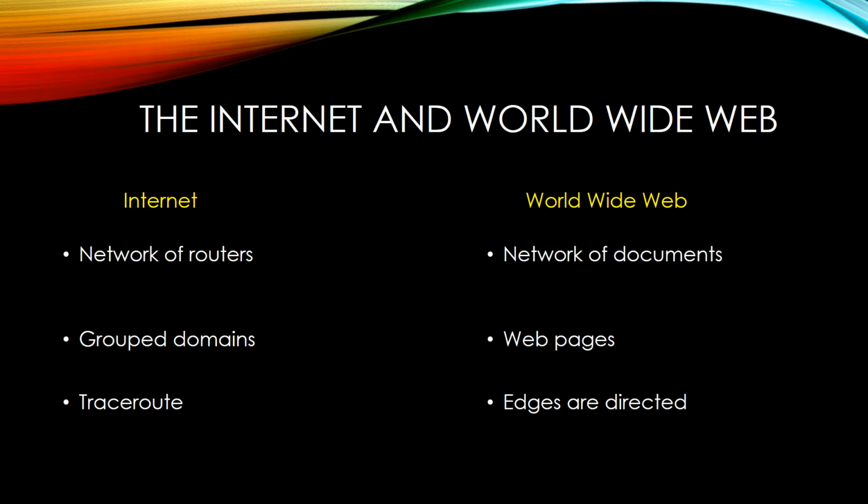The World Wide Web. The World Wide Web is a network of documents that reference each other. In the World Wide Web, the nodes are the pages and the edges are the hyperlinks. The edges are directed. They can be outgoing and incoming hyperlinks. The WWW, which is World Wide Web, is a scale-free network and is also a small world.